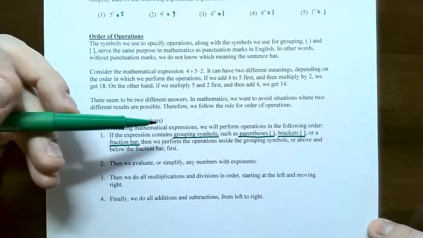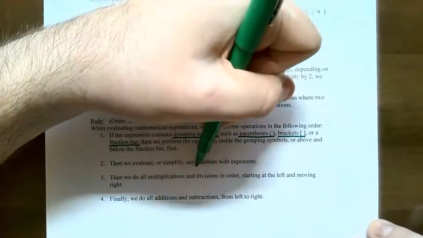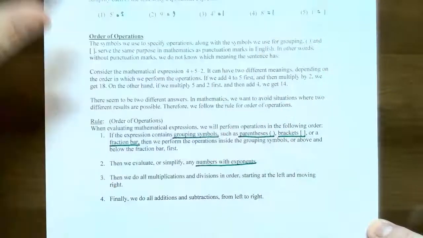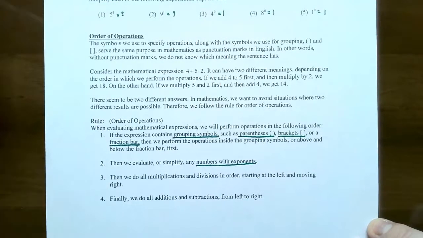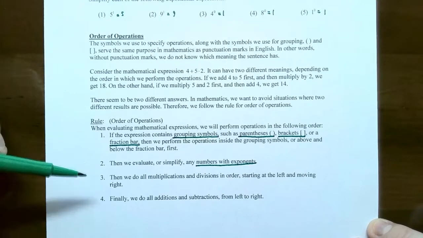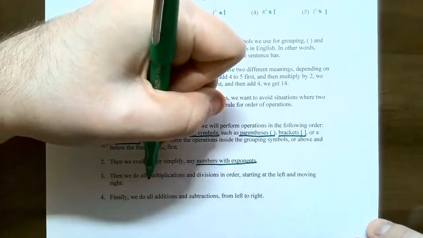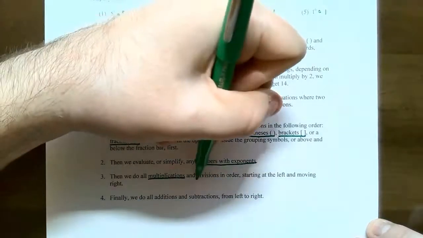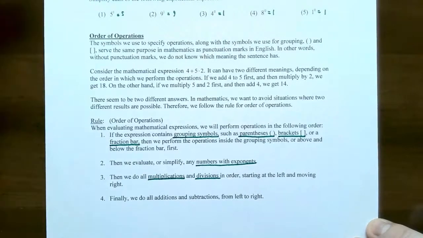Once you have the first step finished, the next step is to evaluate any expression that involves exponents. So any expression that involves exponents are the ones that we were just talking about. So you do those second after the grouping symbols are finished. Once the exponents have been evaluated, then you can do all multiplication and all the division, but you must do them from left to right.